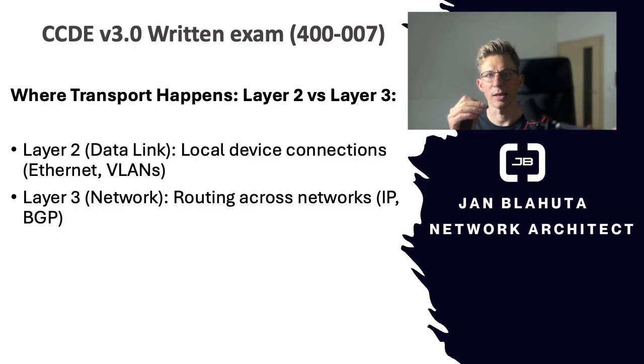Layer 2, think local. It handles connection between directly linked devices with technologies like Ethernet and VLANs. Layer 3, think global. It routes data across networks using protocols like IP and BGP. Each layer has its role, strength and ideal use cases. Get the transport layer right and your data flows smoothly with speed, security and minimal delay.